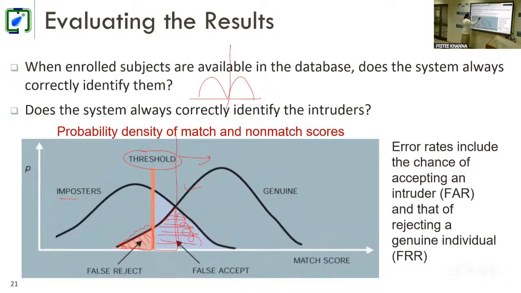Now, if you are moving this threshold to the left-hand side, users are happy, but security is being compromised. If you want these genuine users to be given access and you choose the threshold like this, you can see a huge portion of the imposters are being allowed. So that is the problem. Choosing a threshold for a biometric system has so many hiccups.